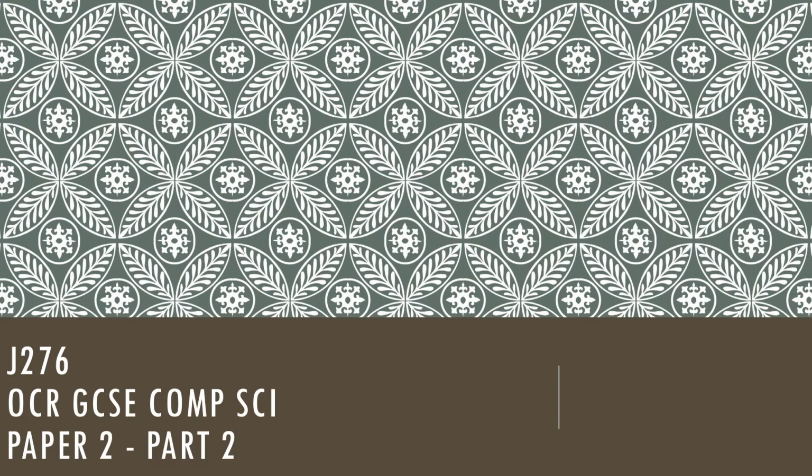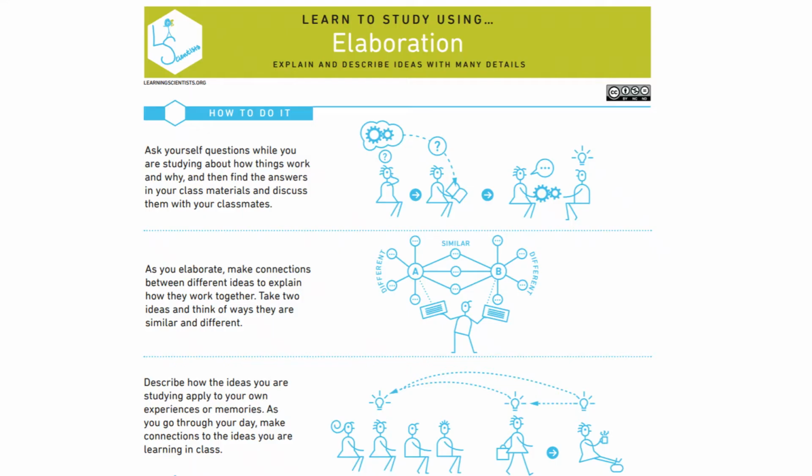Okay, welcome back. This is the third video in the OCR GCSE Computer Science tutorial series. This is paper 2, part 2. You'll note that in the previous two tutorials I talked about study techniques. So I'm going to link to Learning Scientists, and the technique I'm going to talk about today is elaboration.